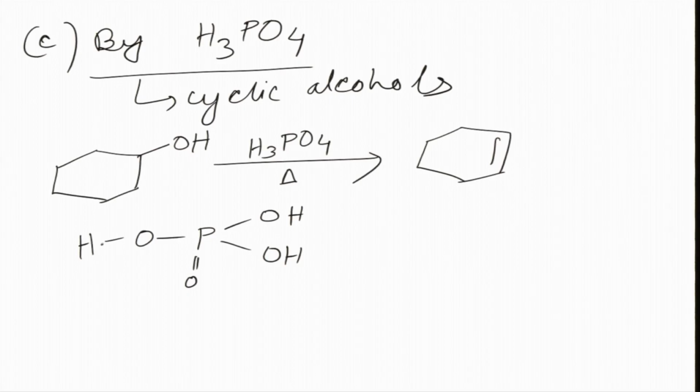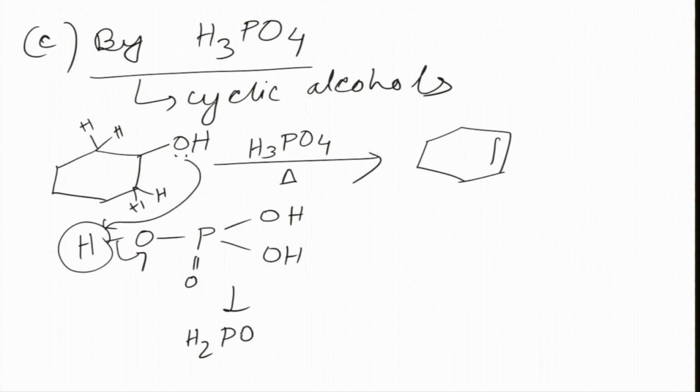Okay. So, one of these hydrogens is taken by the lone pair of oxygen, then there are beta hydrogens present. It will be like this, and H2PO4 minus is formed. This will take up the beta hydrogen and the alkene will be formed as usual. It is the same mechanism. It is mostly used for cyclic alcohols.